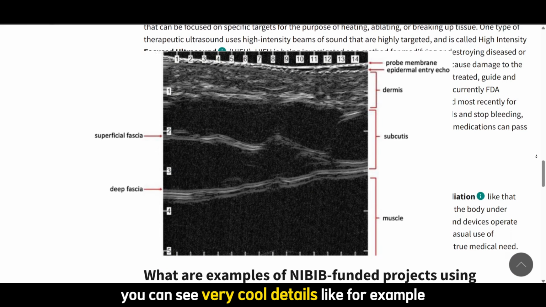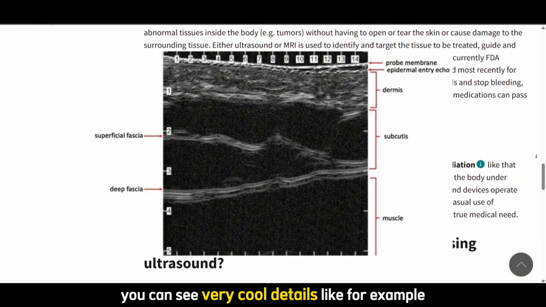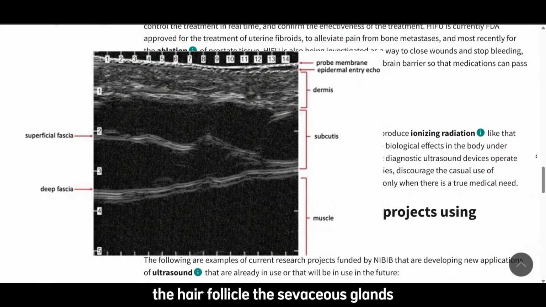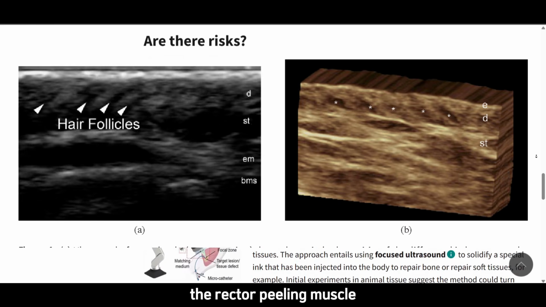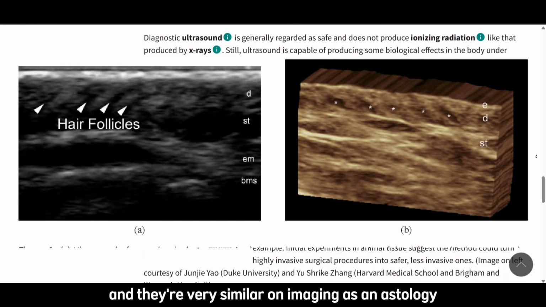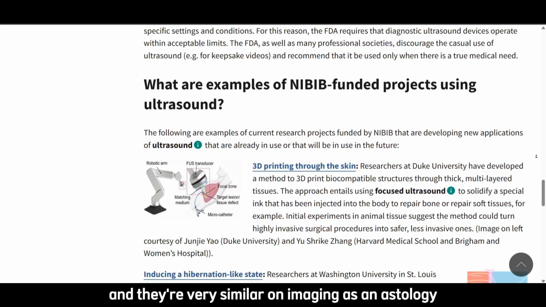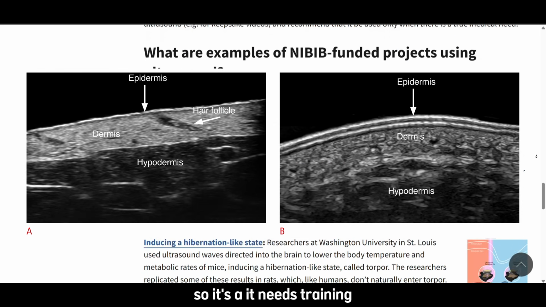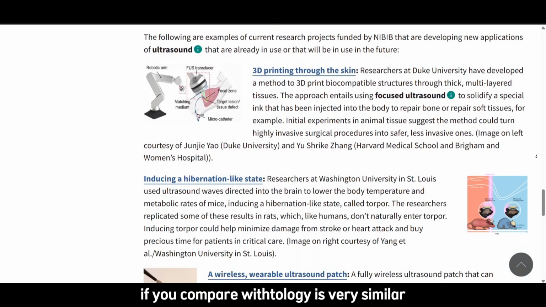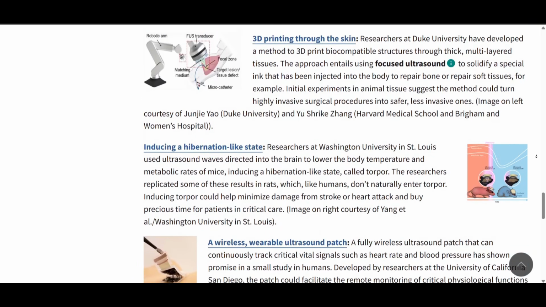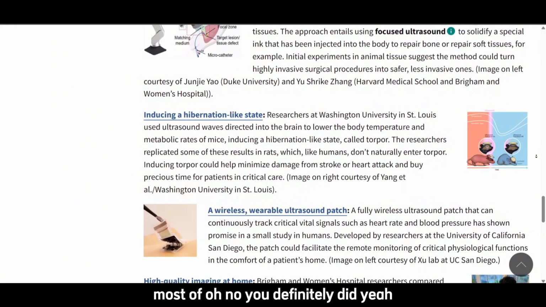You can see very cool details, like the hair follicle, the sebaceous glands, and the erector pili muscle, and they're very similar on imaging as in histology. So it needs training, but of course, if you compare with histology, it's very similar. I hope I answered your question.